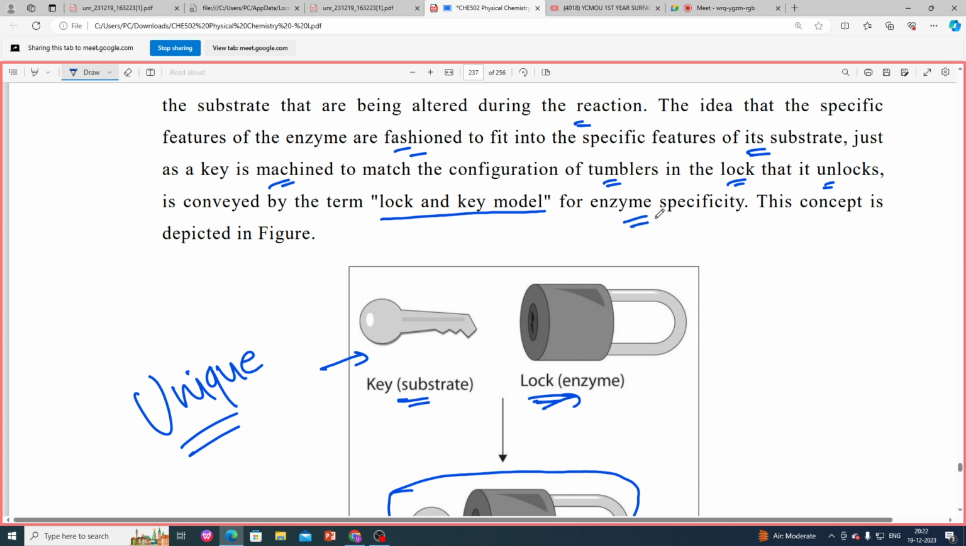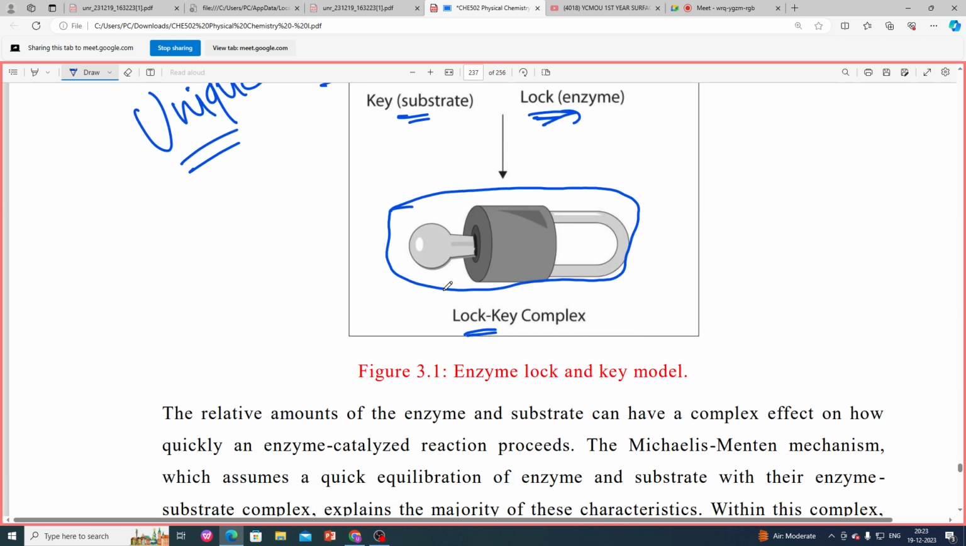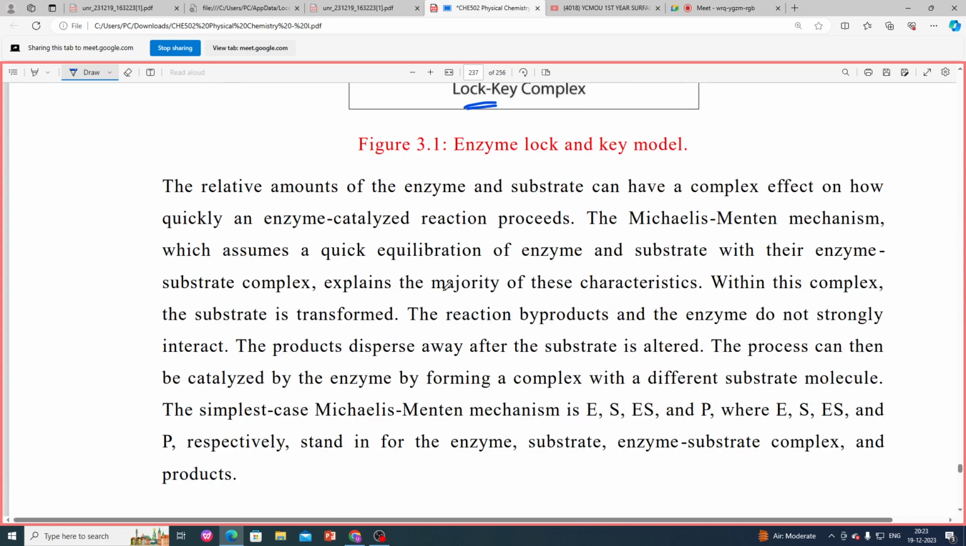For enzyme specificity, yes, specificity के लिए, enzyme specificity, this is the lock and key concept depicted in the figure. Okay, दिया हुआ है। तो इस तरह ये काम करते हैं। Enzyme lock and key model यहाँ पे दिया हुआ है। Then next one, the relative amounts of the enzyme and the substrate can have a complex effect on how quickly an enzyme catalyzes a reaction.